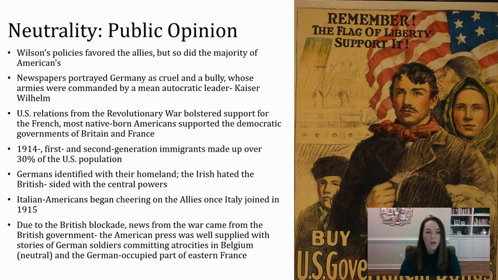bias, if you will. So the American press had a ton of sources talking about how the German soldiers were committing these war atrocities and war crimes in Belgium, which was a neutral nation. That was one of the justifications for why Britain got involved. And what the Germans were doing in eastern France. Remember that this is trench warfare. It was a horrible war.